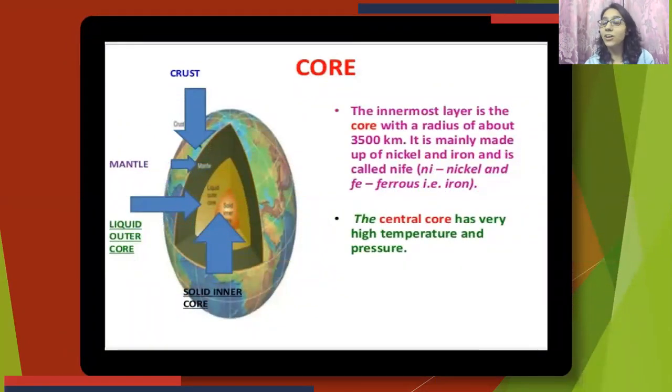Moving ahead, talking about the innermost layer and the layer with the highest temperature and pressure, that is the core. The core is 35 kilometers in radius and it has minerals which are nickel and iron. Ni for nickel and Fe for ferrous makes NiFe.